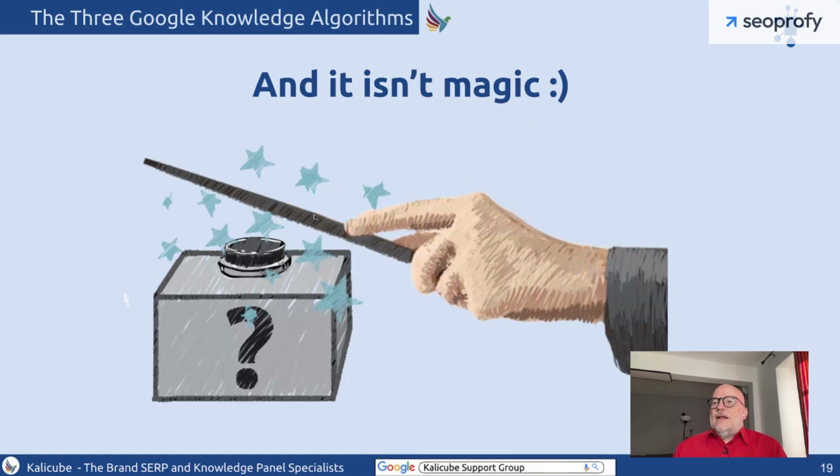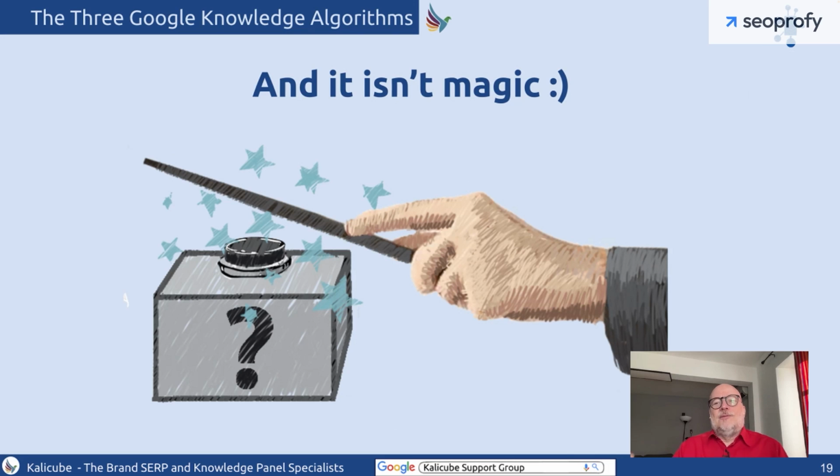Now, the other thing to remember is it isn't magic. I think the idea of the black box is lovely. You've got the black box with this magic in it. We don't know what's going on inside. Nobody knows what's going on inside. The engineers at Google and at Bing have created machine learning algorithms. The machine learning algorithms, by definition, are learning on their own. They're learning to learn in the case of the knowledge algorithms.